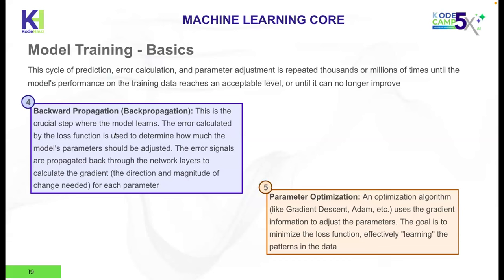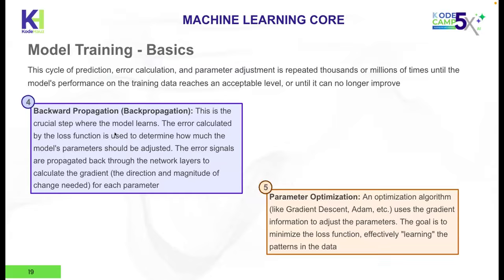Direction means should it be positive or negative? Should you be reducing it or should you be increasing it? That's what direction means. Magnitude is how much, by how much should you reduce or increase the weight or bias or whatever the parameter is. That's what we mean by direction and magnitude.